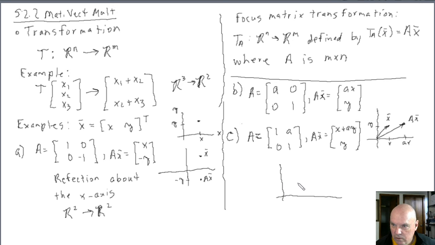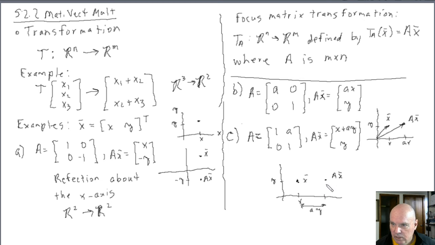So in this case, if this were the original point X and Y, then the new point would again have the same Y value, but a different X value. So it's X plus AY. So this distance is AY, and this value is actually X plus AY. This looks similar to the case above.